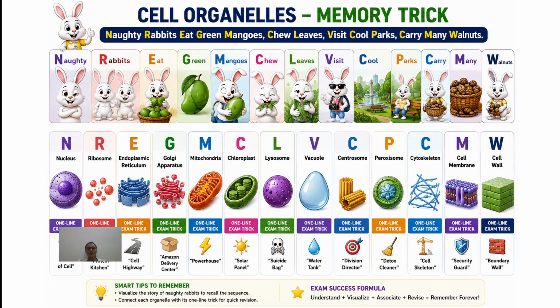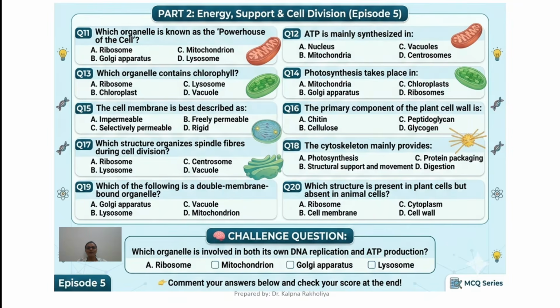So this is the whole topic of today's discussion, and how we remember all the organelles. We already gave this trick: naughty rabbit eat green mangoes, chew leaves, visit cool parks, carry many walnuts. So this is the whole story about the cell organelles together, episode number 4 and episode number 5.